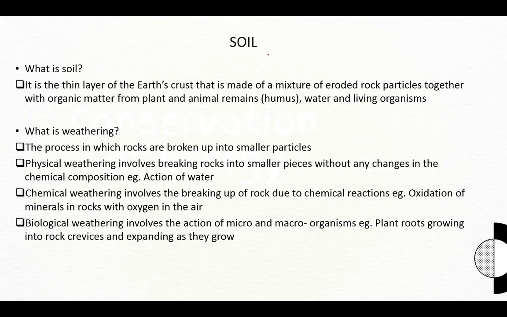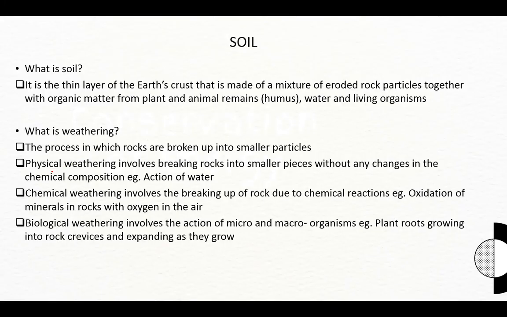There's also water as well as living organisms in the soil, right? So we know it could be micro or macro organisms. Then, what is weathering? Well, weathering is the process in which the rocks are broken up into smaller particles. And that's how we get the eroded rock particles to be mixed in here to give minerals and all of that to nourish the soil.